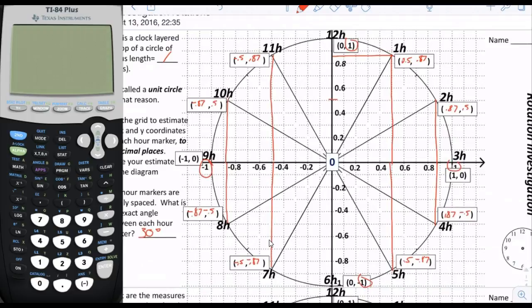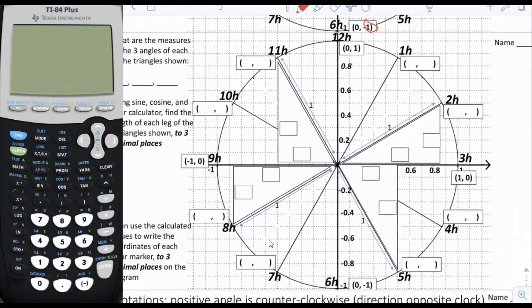Let's just check to make sure that our signs are correct. In this quadrant, we have negative x values and positive y values, so that's right. In this quadrant, we have both positive x values and positive y values. In this quadrant, we have negative x values and negative y values. And in this quadrant, we have positive x values and negative y values. Okay. Let's move on to the next one.